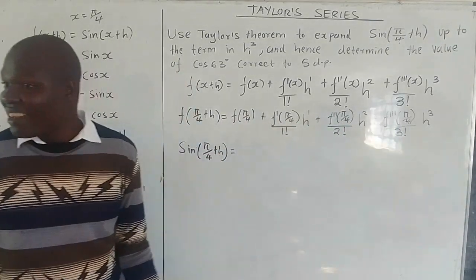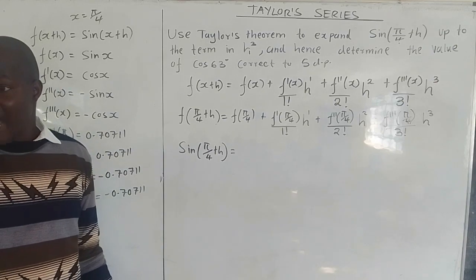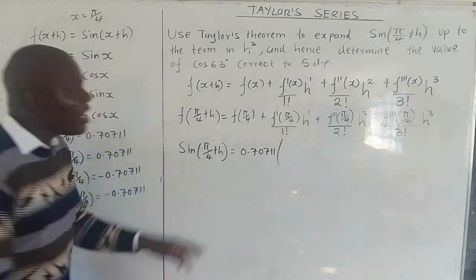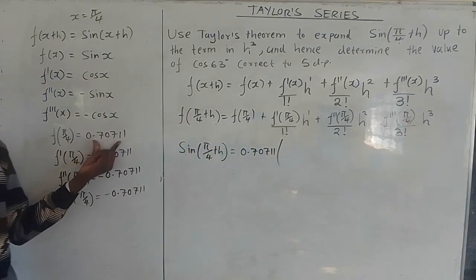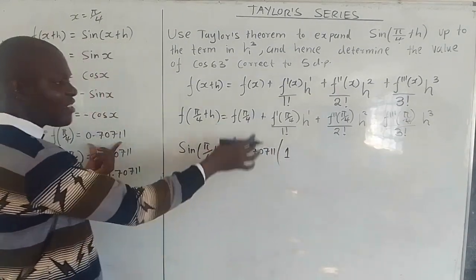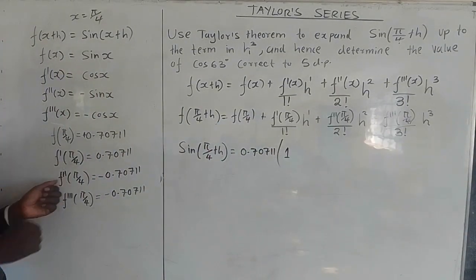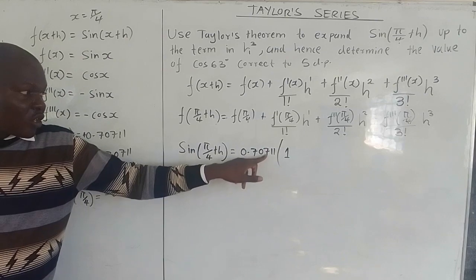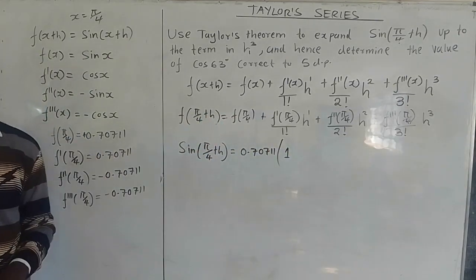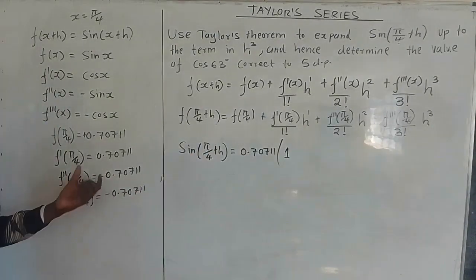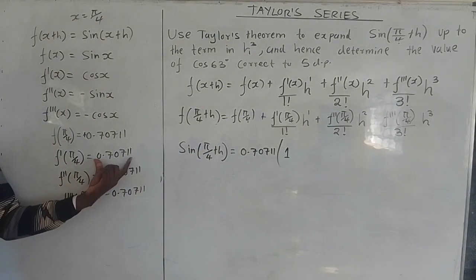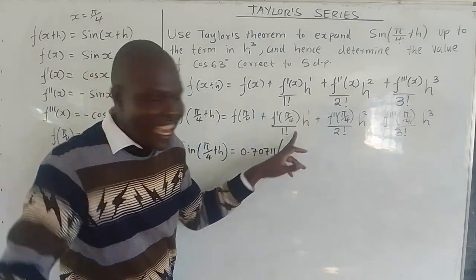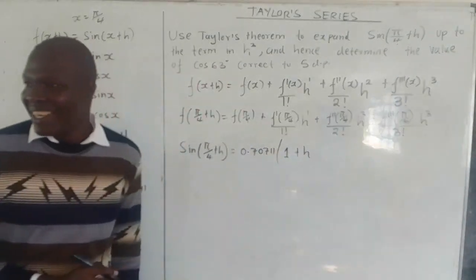See, we now factorize it outside. Are we together? So we factorize out 0.70711. Then what do we remain with? Here, f of pi over 4 is 0.70711, but we factorize it outside, meaning we remain with 1 because it is positive. Then f prime of pi over 4 is 0.70711, it is positive, we factorize it outside, so we remain with h over 1 factorial, see that's just h. Are you seeing what is happening?